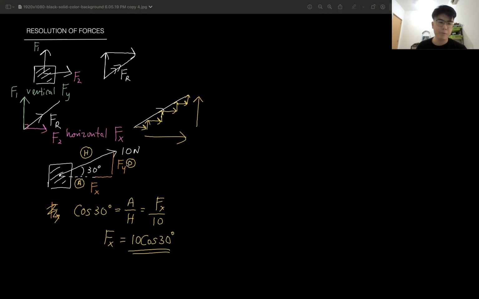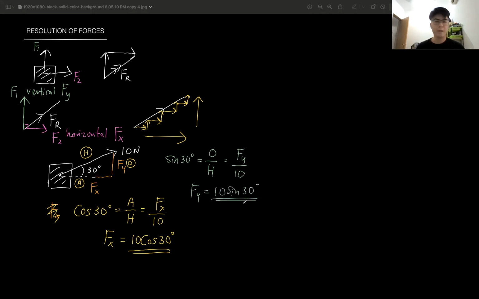And my vertical component is the opposite. So I'm going to use sine 30. Sine 30 equals opposite, which is Fy, divided by 10 Newton. And then you move this one over there, you get Fy equals 10 sine 30. Okay, so to resolve forces, you need to do the trigonometry. But there's a shortcut. Okay, what shortcut? You can do it like this. You take this vector, you put it on an axis.